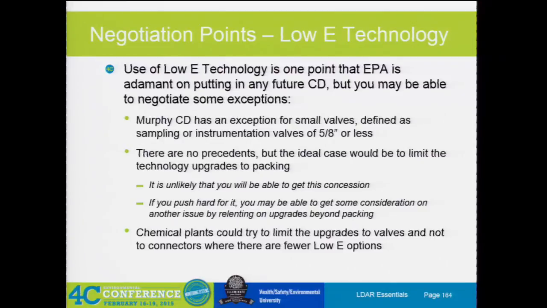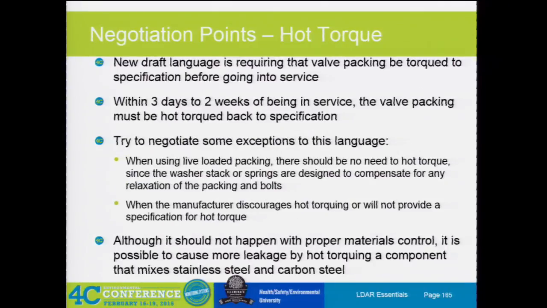So what else we got on this thing? Chemical plants could try to limit the upgrade to the valves and not to connectors, where there are fewer low-E options. New draft language is requiring that valve packing be torqued to specifications before going into service. I've heard stuff about that. You put it under pressure and heat and all that stuff, and then you got to go out and verify all the torques. So it's a lot of extra work. A hot torque back to specification after coming online. Try to negotiate some exemptions into that.